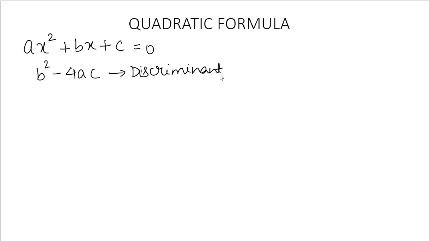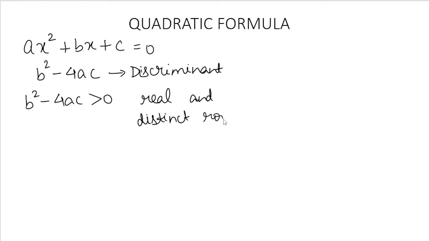And this decides the nature of roots. If this discriminant, that is b² - 4ac, is strictly greater than 0, then we can say that the quadratic equation in one variable has real and distinct roots. Distinct means different roots. So it has two roots. Both of them are real numbers, and also they are distinct. They are different from each other.